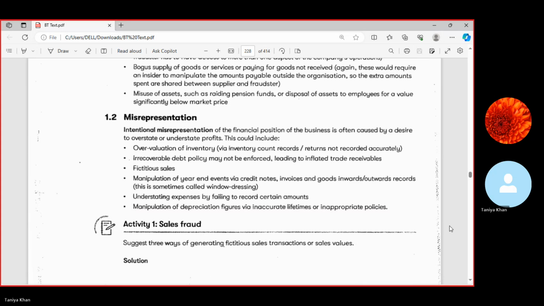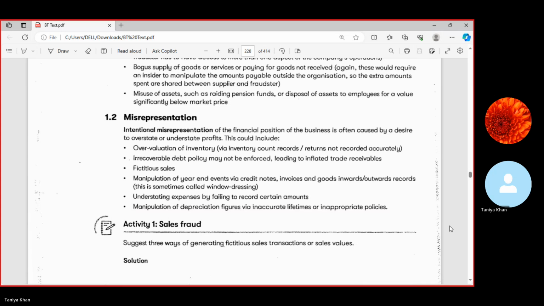And when does a company take such steps? When the company wants to show the profits of that particular organization as a good amount of profit. Or sometimes a company might show understated profit. So this could include overvaluation of inventory. For example, inventory is valued at 10,000, but in our books we are showing it at 15,000. So that is overvaluation.